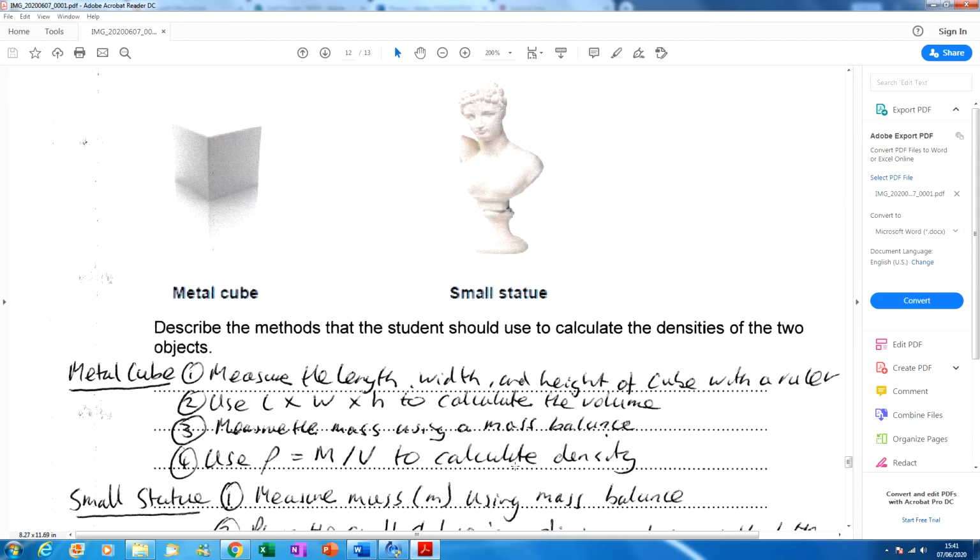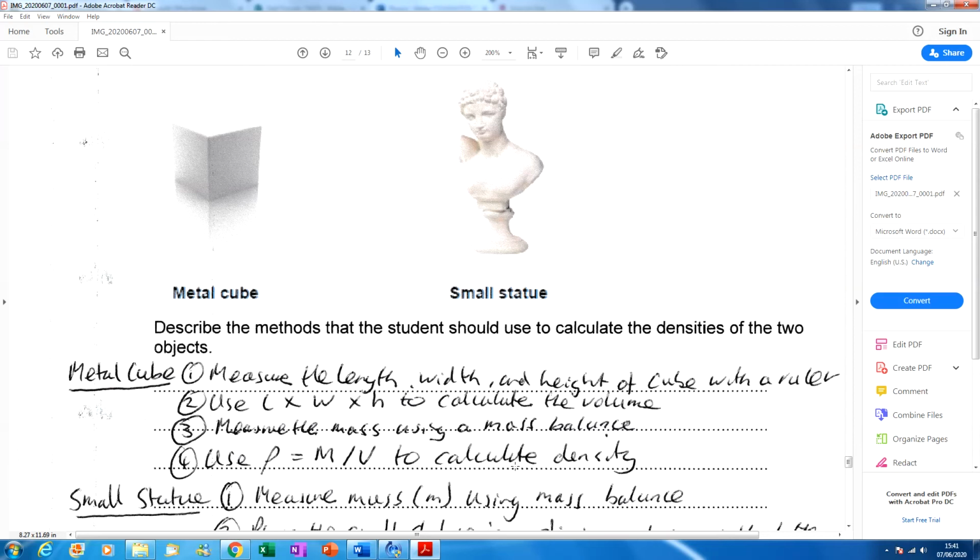So you can see that I've done that, and I've got 2 subheadings, one for the metal cube, and one for the small statue. And you can see that I'm keeping each point in my numbered list in what we call the imperative. So that's when we say do this, do that. I'm not trying to be clever, it's not an English exam, I'm not using flowery sentences. I'm speaking in the imperative. Do this, do that, measure this, use that, measure this, record that.